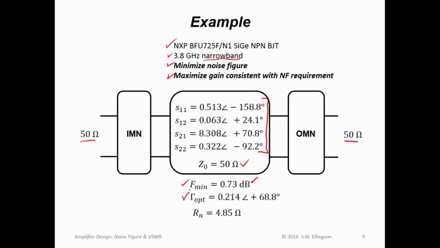That optimum noise figure is achieved when the source reflection coefficient is this. So that tells me the source impedance, Z sub S, that optimizes noise figure. And then the noise resistance, R sub N, is given as 4.85 ohms. In order to use the equation I showed you previously, I must calculate the normalized noise resistance. It's simply this divided by Z naught, and that gives me 0.097. So now I'm ready to do the design.